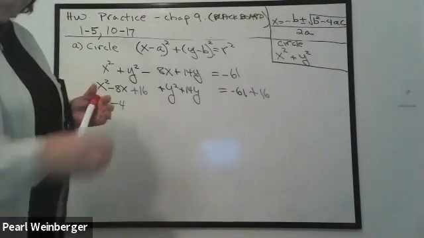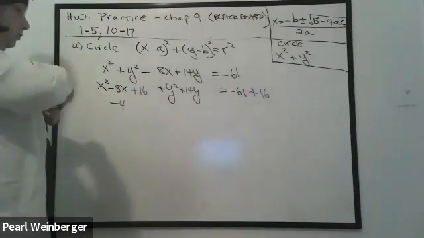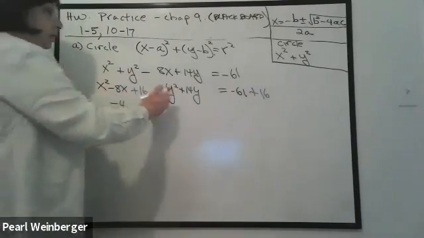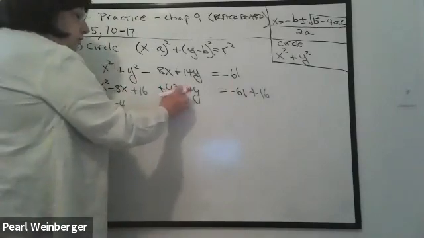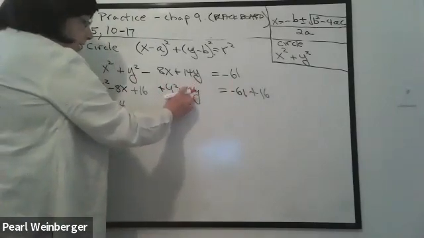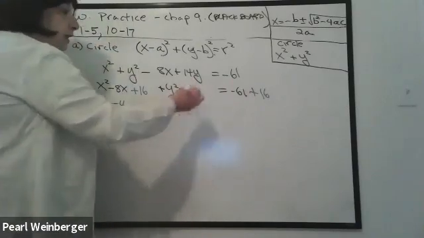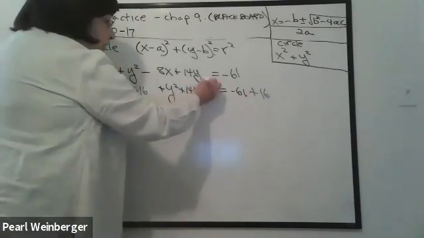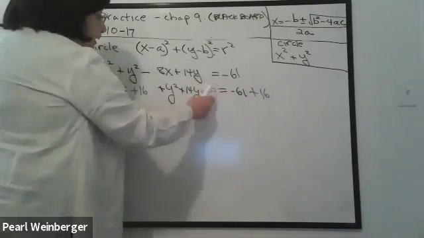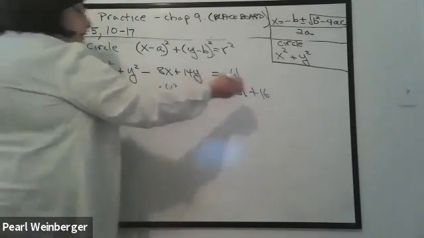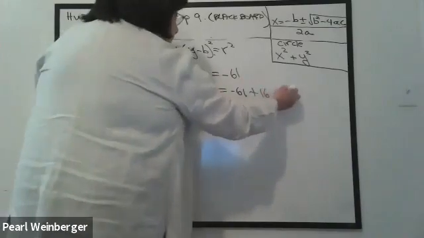I do the same thing with the y terms. This is y squared plus 14y. I take half of the 14, which is +7, and square it. That gives me plus 49. But I added 49 to the left side, so I have to add 49 to the right side.